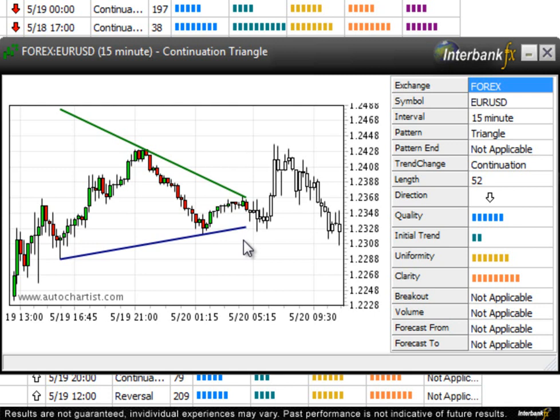Self-limiting meaning if the triangle did nothing more than move sideways, at some point, because the pattern is coming to an end, it's just going to squeeze prices until there's nowhere to go. Wedges do this, pennants do this, triangles do this. They're self-limiting. At some point, prices are simply going to run out of somewhere to go. But before this broke, we were in a sideways 2-bar range.